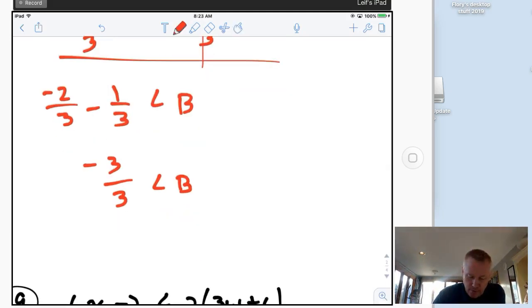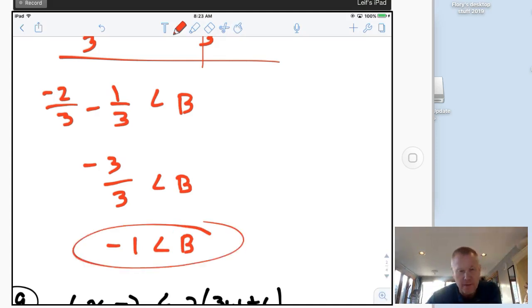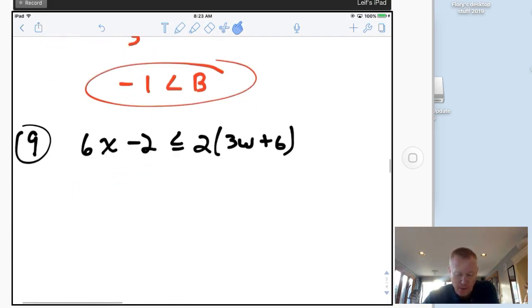And negative 3/3 is the same as negative 1. So b is greater than negative 1. Sorry, you got to read it sometimes. All right, this one.